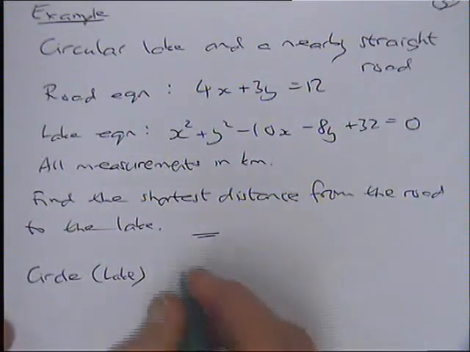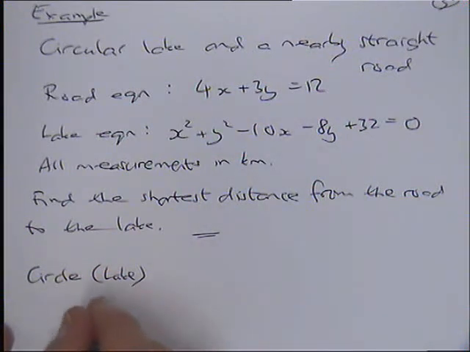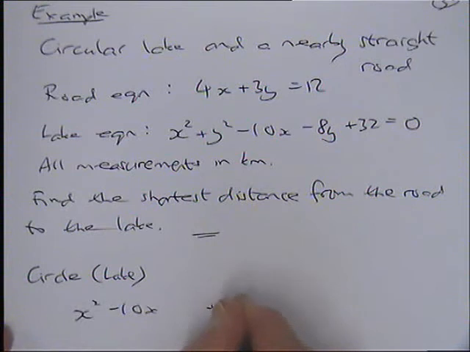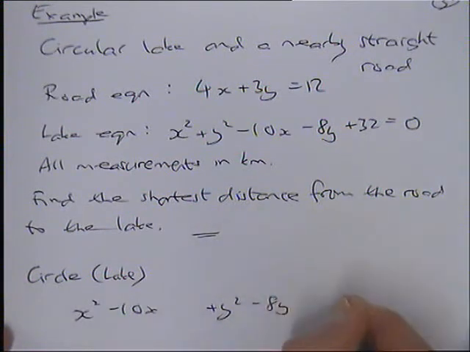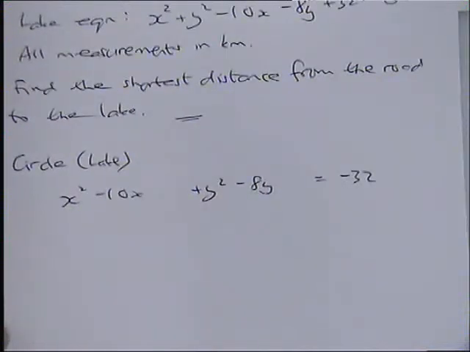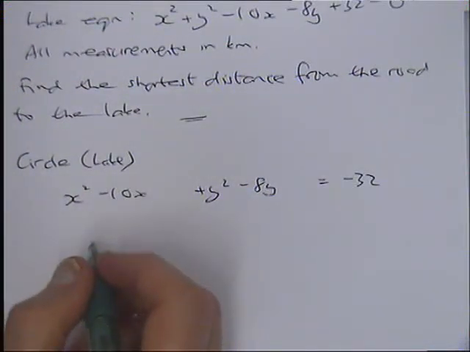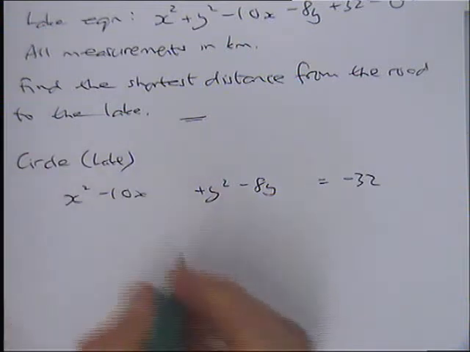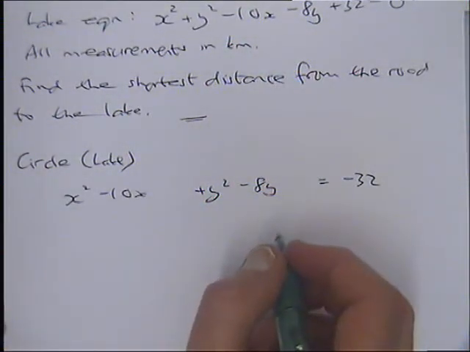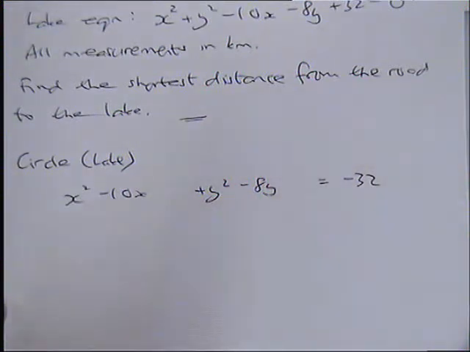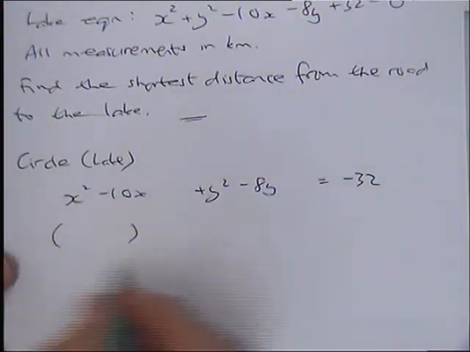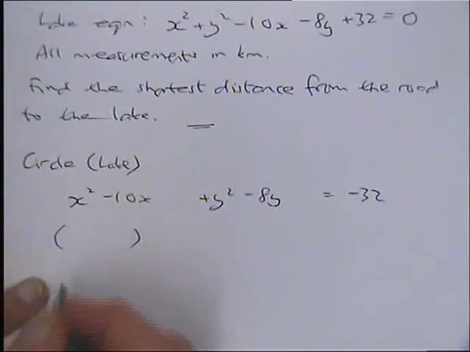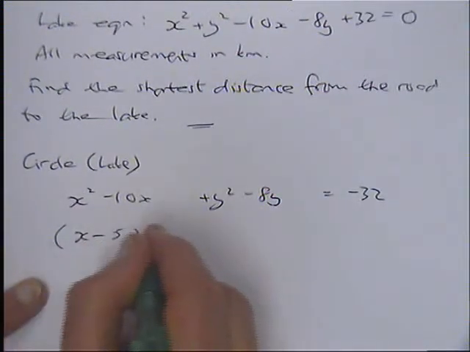we do what we normally do to it. Put the x bits together, and the y bits together, and the numbers on the other side. I'm not going to talk through each individual bit here. I'm hoping you're able to do this, but I am going to pick on Emma. Choose somebody. Okay, Emma. First bracket here, what's it going to be? X minus 5 squared minus 25 outside.